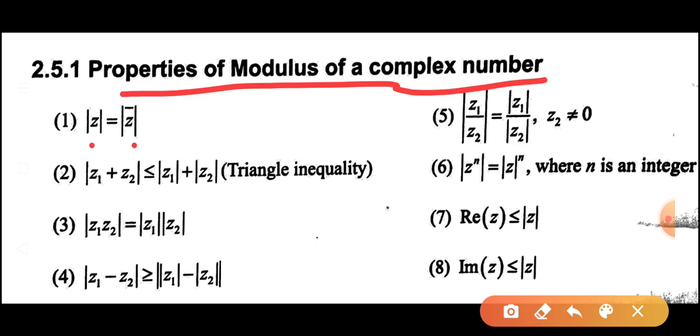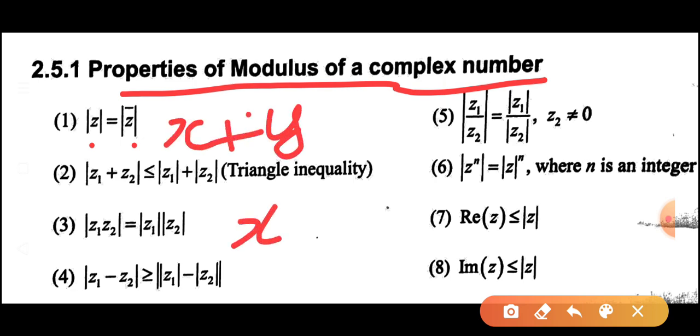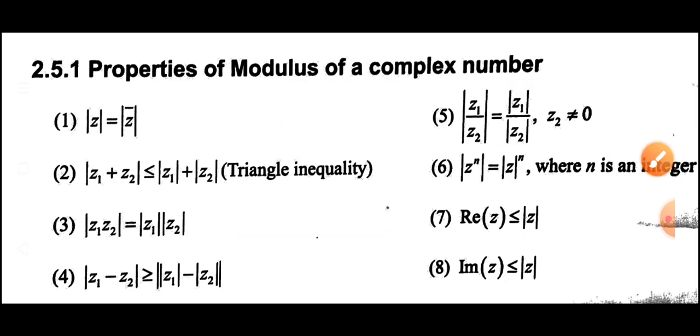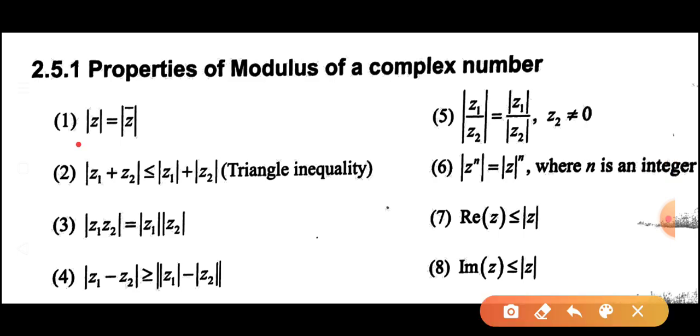How? Suppose z equals x plus iy and z bar equals x minus iy. Both modulus: modulus z is the square root of real part square plus imaginary part square, that is the square root of x square plus y square. Modulus z bar: here also x square plus minus y whole square, and minus y whole square equals plus y square. So both answers are equal. So we write modulus z equals modulus z bar.